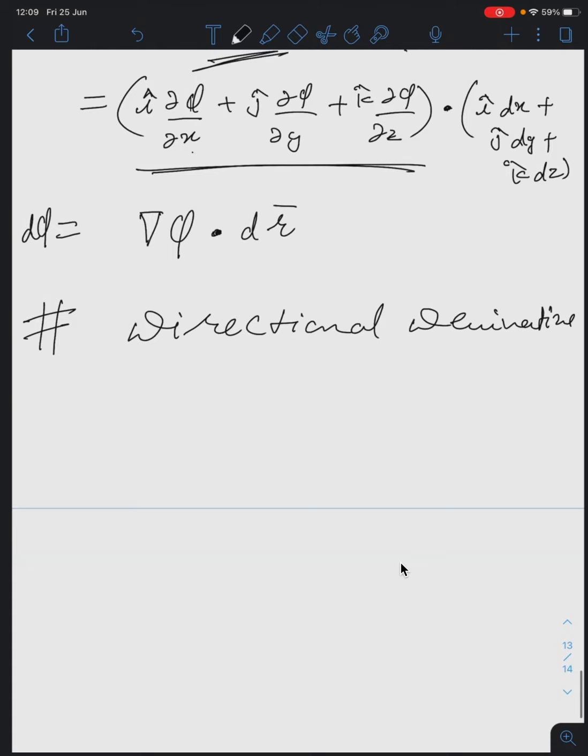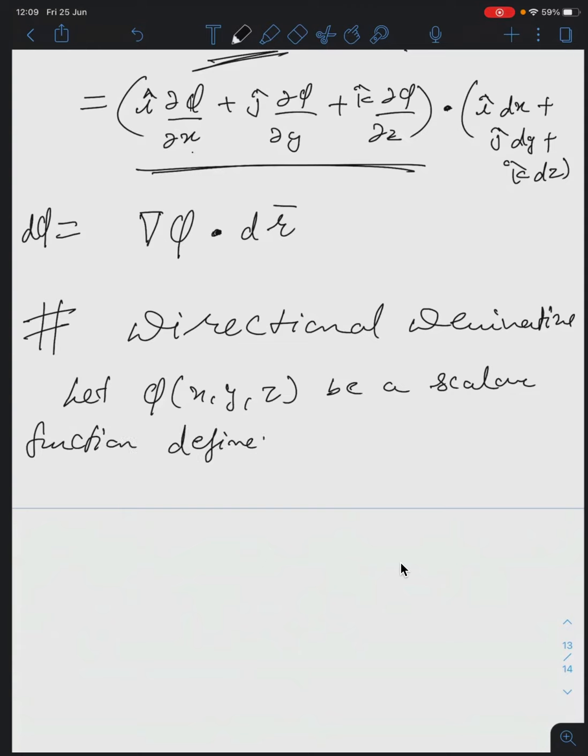Let us take a scalar point function, a scalar function defined throughout some region of space.